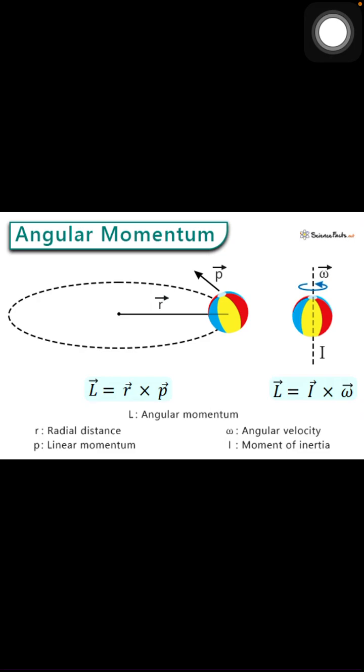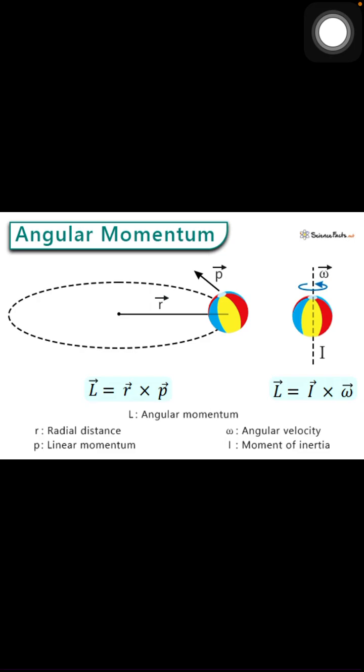In figure first, you see the ball which is rotating in a circular way, and R is the radius, and P here is linear momentum, the direction of P, which is equal to mass into velocity. So overall L is equal to mr square.